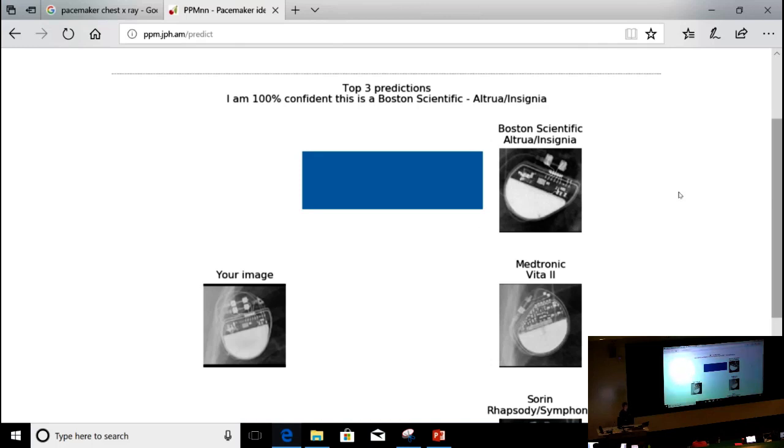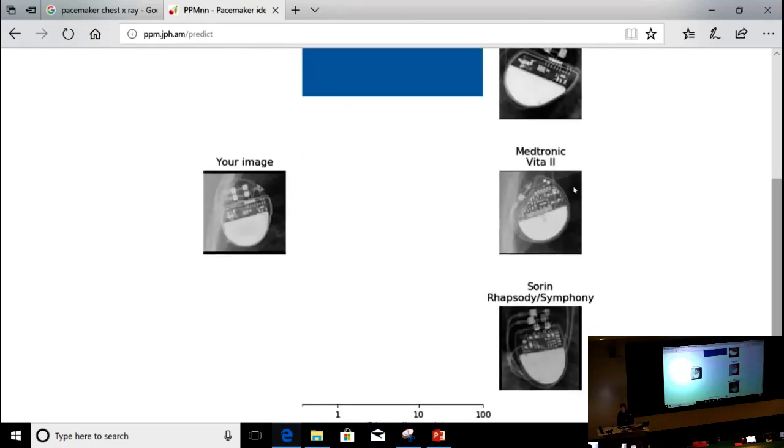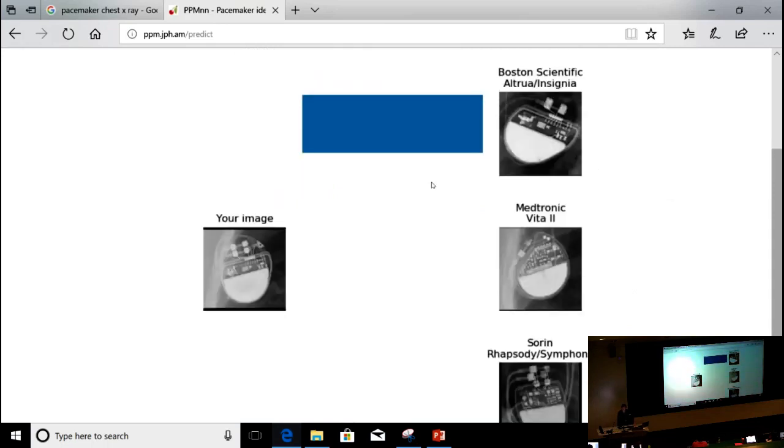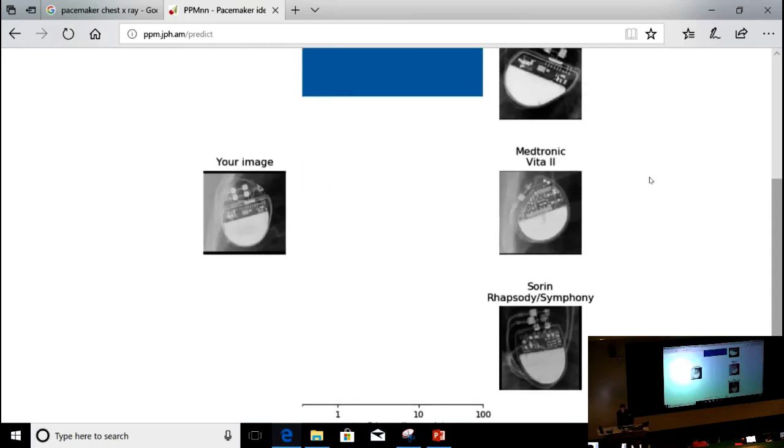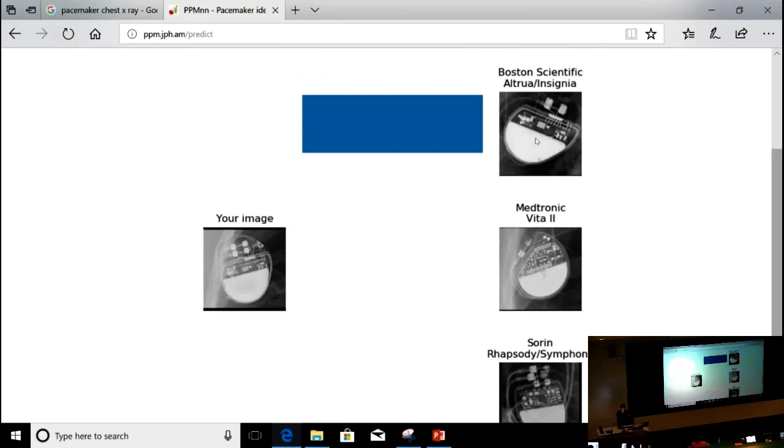What do you mean you're not sure? Well, I'll tell you, it definitely is. It's not a Medtronic Vita, and it's not a Sorin Rhapsody. You think it looks more like the bottom one? Well, I'll tell you it's not. It's a Boston, as I told you it was. So this is the thing: it's so interesting that you can't see it. To me, it's so obviously a Boston, because I've seen it so many times before. But to you guys, it's not.